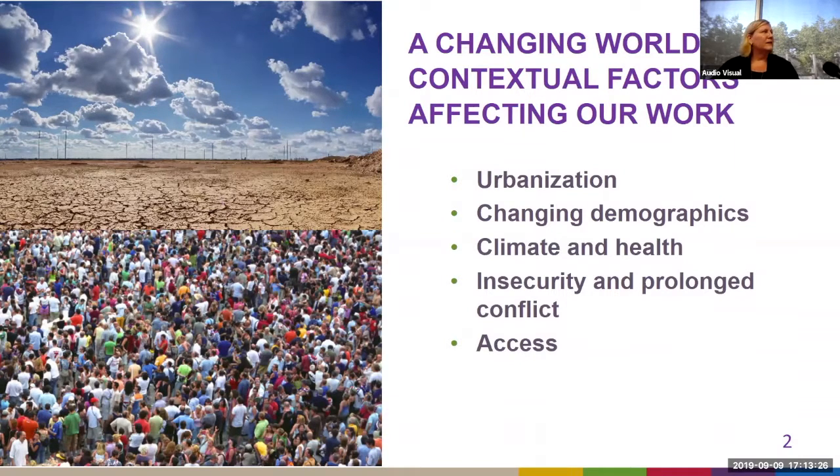And then insecurity and prolonged conflict. We see more countries having areas with conflict, insecure areas, but people are living in there and they have to be accessed for services. So how is that done, and how do you ensure that they are also receiving services? And then access. This gets to the idea again of, does everybody have access to services? Am I having to walk 10 kilometers, 20 kilometers? Is it right down the road from me? And how do we make sure people have access to services?